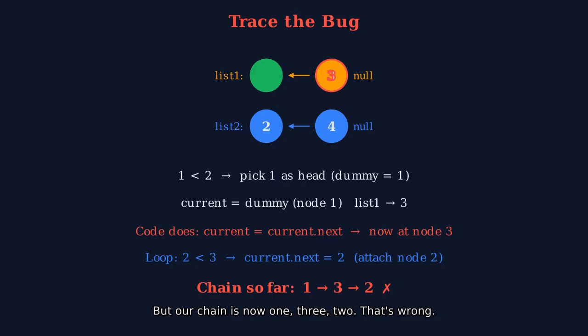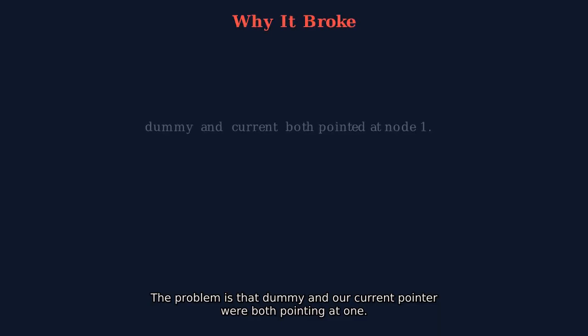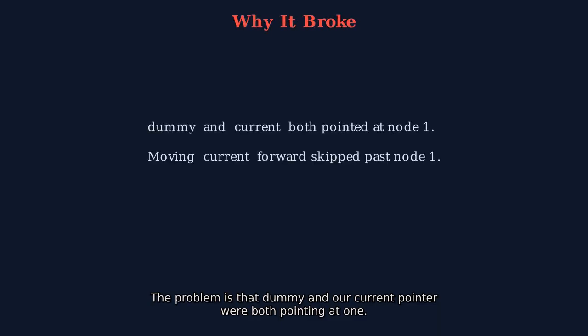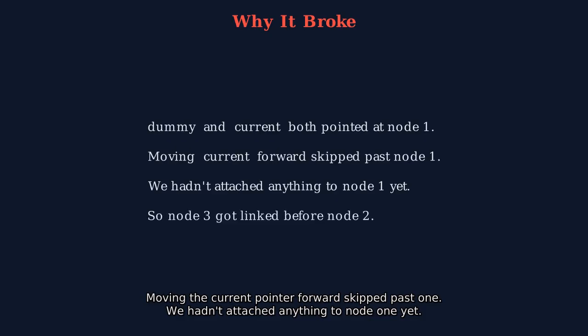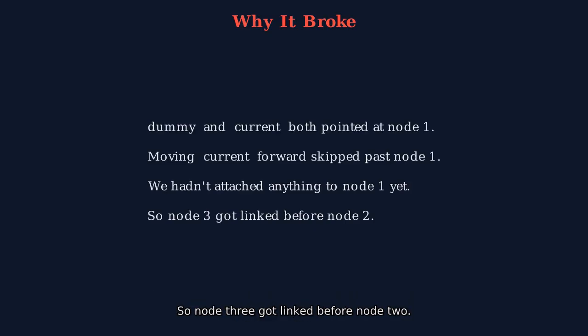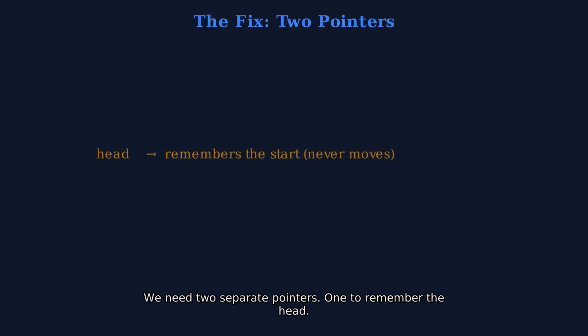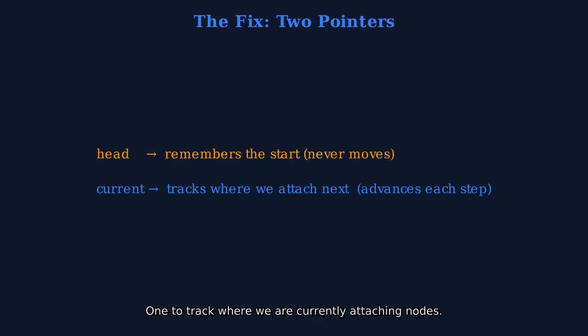That's wrong. The problem is that dummy and our current pointer were both pointing at 1. Moving the current pointer forward skipped past 1 without building anything off it yet. We need two separate pointers, one to remember the head, one to track where we are currently attaching nodes.